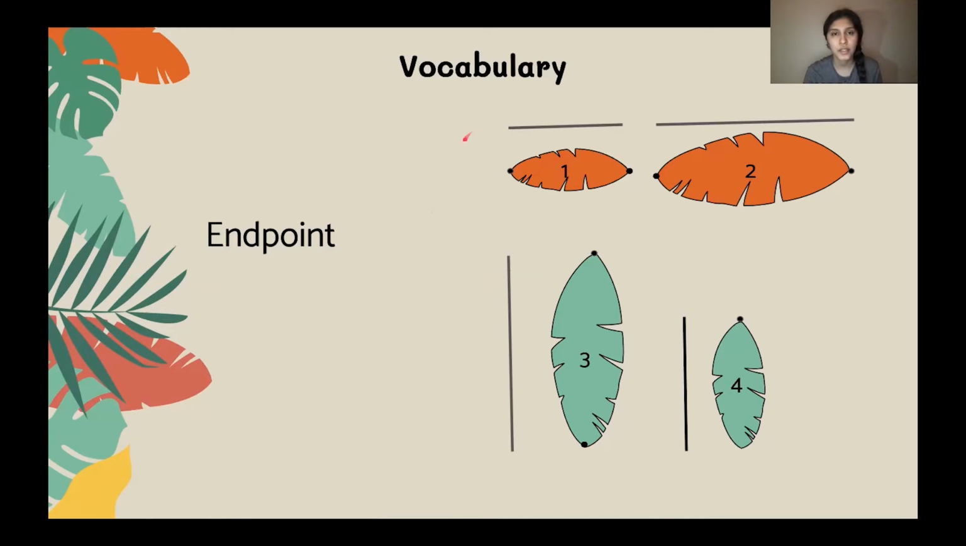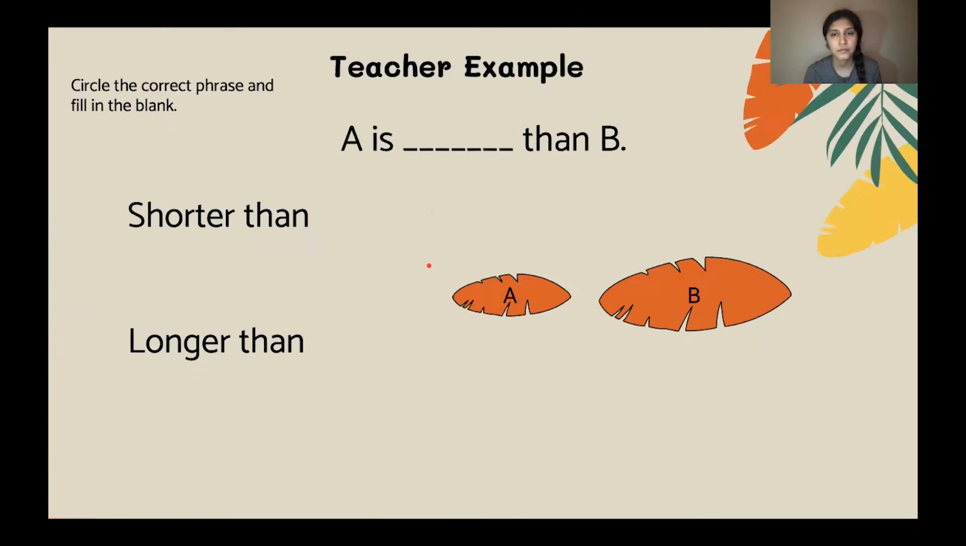So here we go. So this is my teacher example. It says right here in the directions, circle the correct phrase and fill in the blank. And then right here is the word problem. It says A is then B. So they want to know, is A shorter than B or is A longer than B? And here we have leaf A and leaf B. And then we have the words shorter than and longer than. So we have to circle the one that's correct and then we write it right here, shorter or longer, okay?